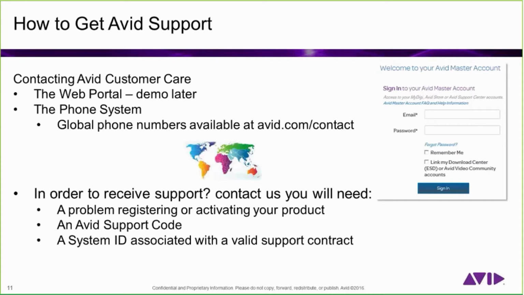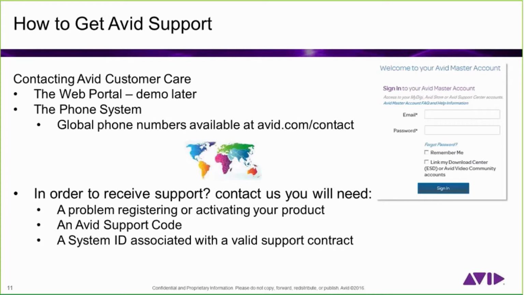If your problem is really urgent and you desperately need to speak to somebody right now, that's where the phone comes in. The phone numbers for support are all available on the web, and they're localized in the areas where most of our customers are. So you'll find localized support lines on the web. There'll be a web link later on actually to tell you where to find that information.